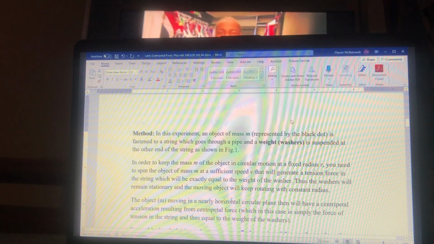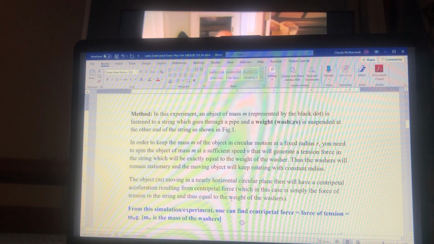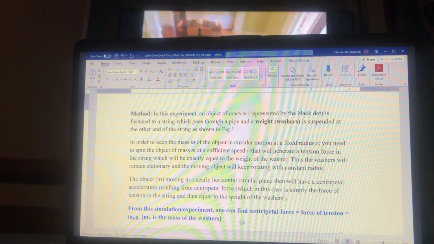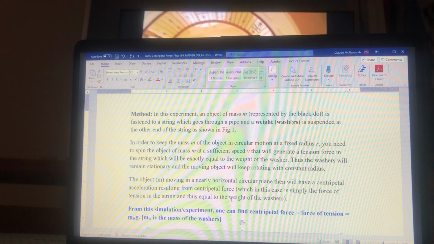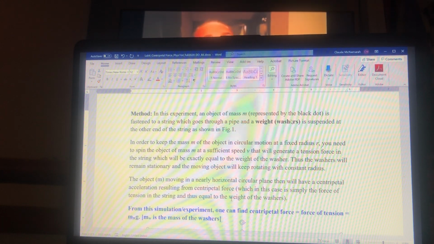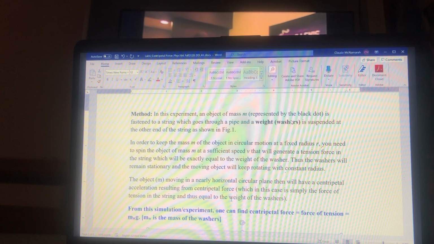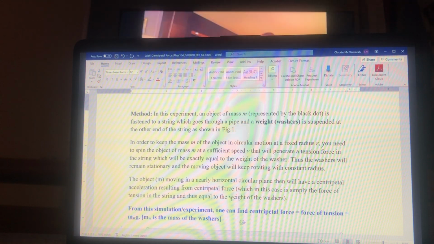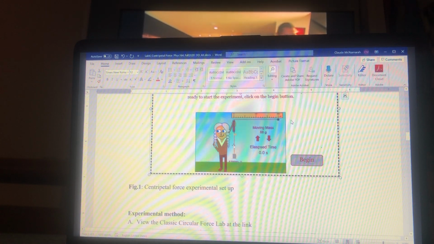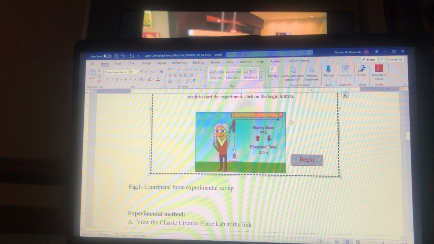In order to keep the mass m of the object in circular motion at a fixed radius r, you need to spin the object of mass m at a sufficient speed v that will generate a tension force in the string, which will be exactly equal to the weight of the washer. So the washer hanging down here will have some weight, that will be a tension in the string, and that will be the force in the string.